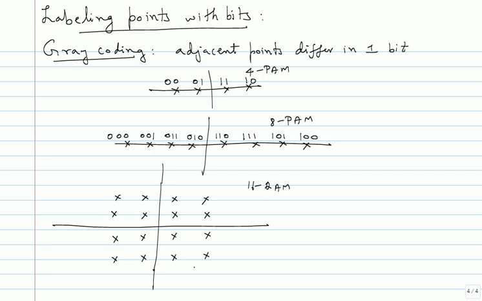So maybe I'll try the last 2 bits here, 00, 01, 11, 10. And then the first 2 bits I'll keep the same for all 4. And then what can I do? I can do a gray code for the first 2 bits column-wise. So I'll do 00, 01, 11, 10, and then retain the same. Is it okay?